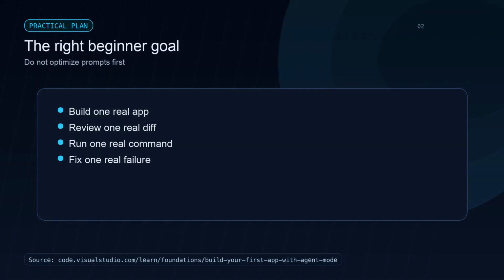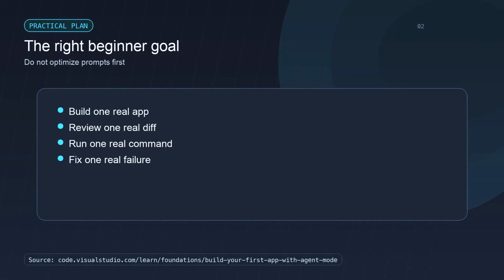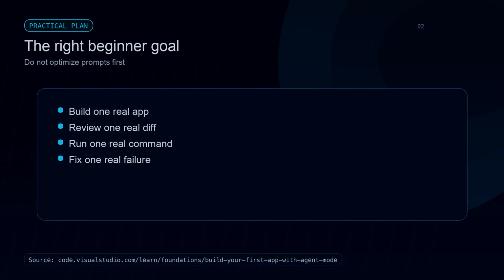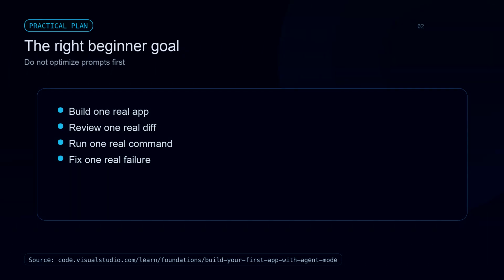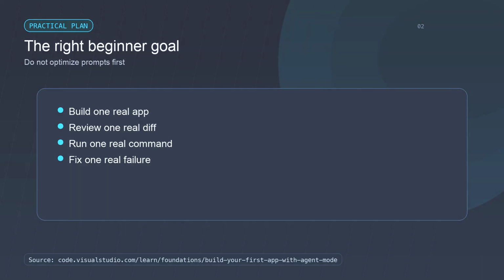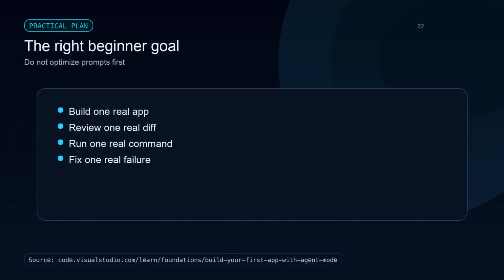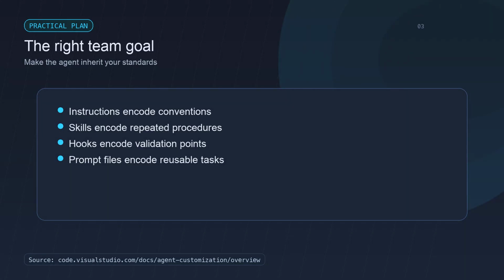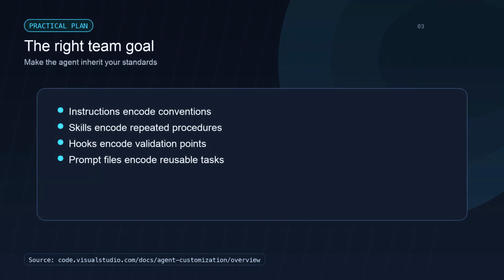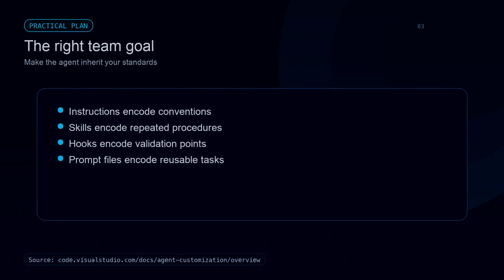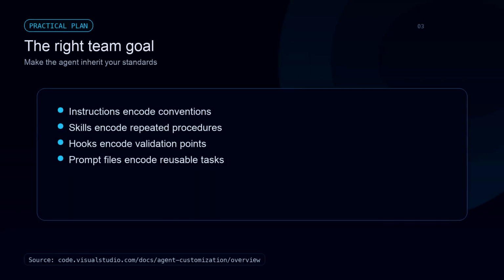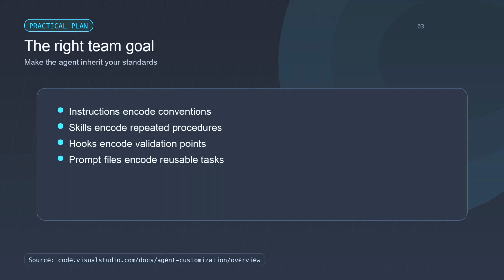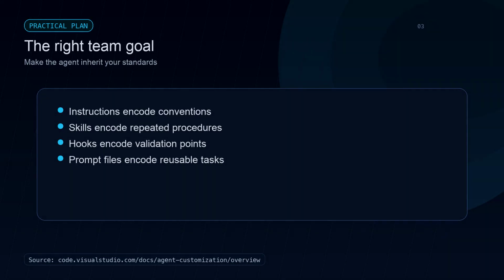Day 2. Write down the mistakes you saw and convert the top 3 into instructions. If it named files badly, encode a naming rule. If it skipped tests, encode a testing rule. If it ignored project structure, encode the structure. Day 3. Turn one repeated task into a skill. It should be narrow. Something like reviewing a pull request, generating a change log, or validating a feature against a spec.